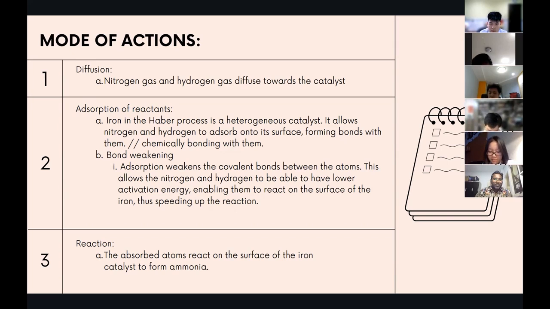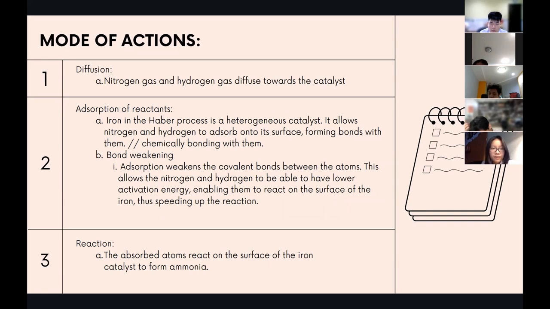In this process, bonds within the reactant molecules themselves weaken, and therefore there's lower activation energy, hence the role of the catalyst. And this allows them to react easily at the surface of the iron catalyst, thus the reaction is sped up. The third step is the reaction itself. The weakened bonds allow it to go much more easily. The adsorbed atoms react to form ammonia.